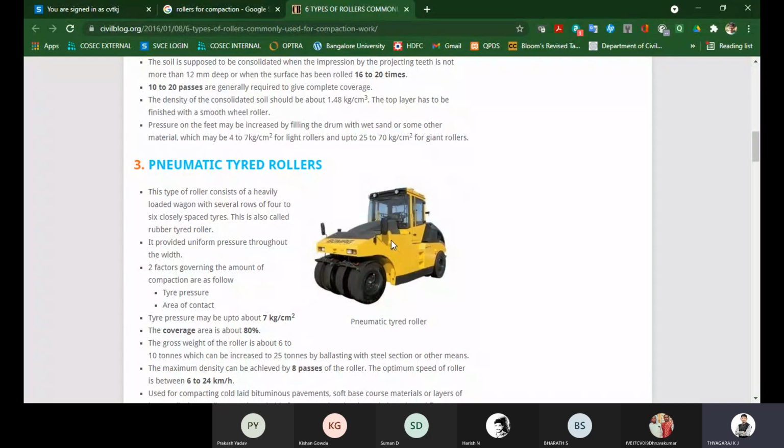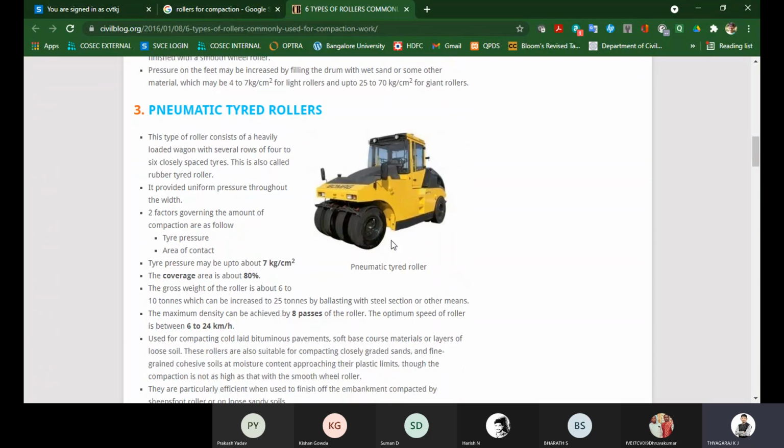And this is a pneumatic tire roller. This pneumatic tire roller will be used for compacting the bituminous mixes. For final finishing we will be using this pneumatic tire roller.